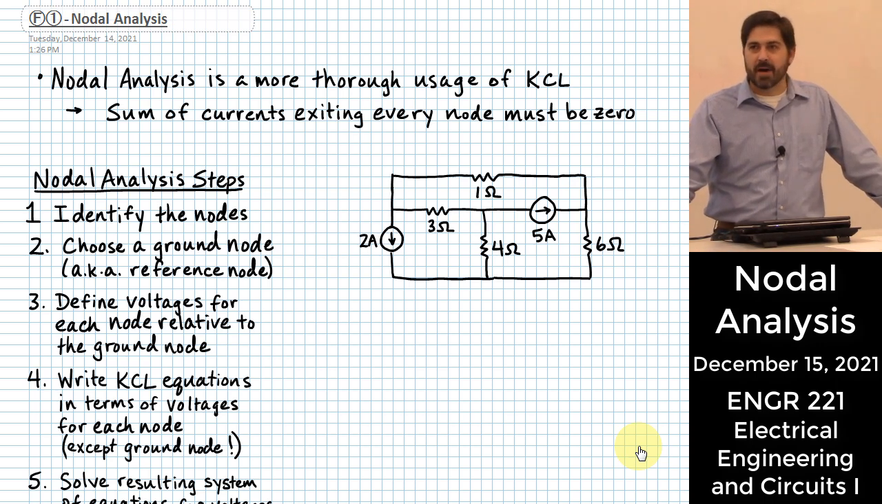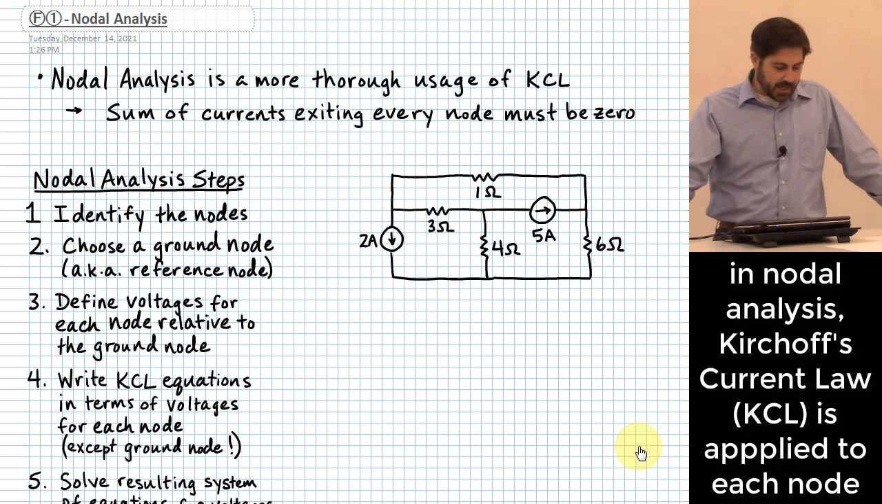Okay? What do we mean by analyze the nodes? Like I have written up here, nodal analysis is a more thorough usage of KCL. What do I mean by KCL? All right, Kirchhoff's current law, right? So Kirchhoff's current law says what? The sum, sometimes people say the algebraic sum, of all of the currents entering or exiting a node. You have to choose which one you're going to define as positive, right? All the currents entering or exiting a node must sum to 0.